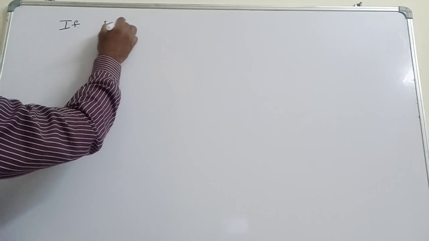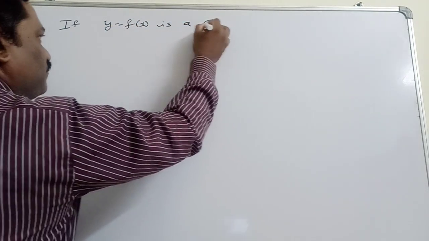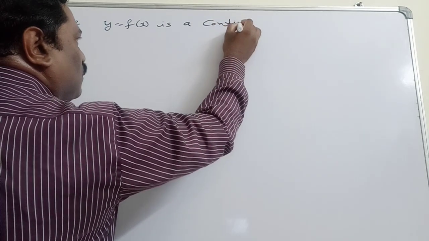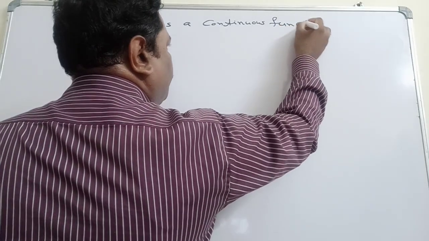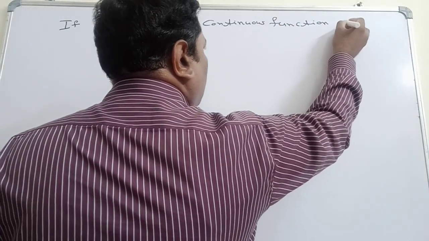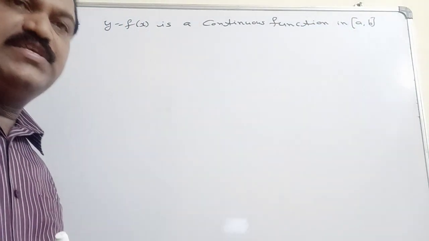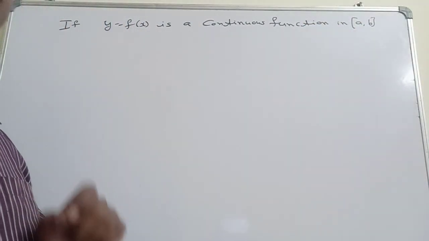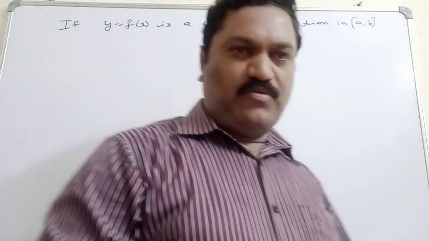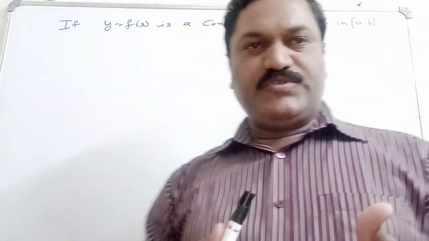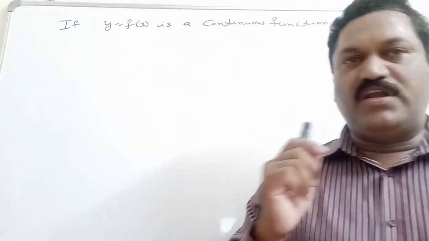y is equal to f of x is a continuous function in the closed bracket a comma b. If y is equal to f of x is the continuous function in the closed bracket a comma b, if you want to find the area bounded by the curve above the x-axis between the given lines, then we can use the concept of the definite integral.